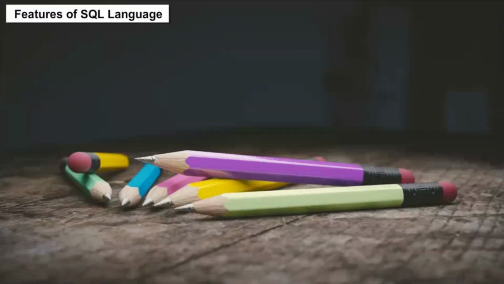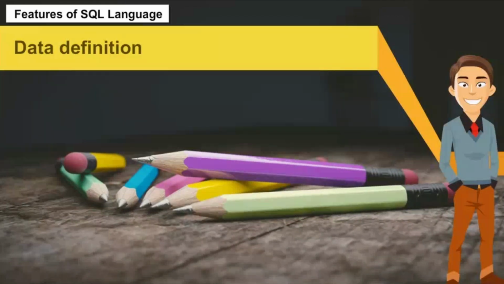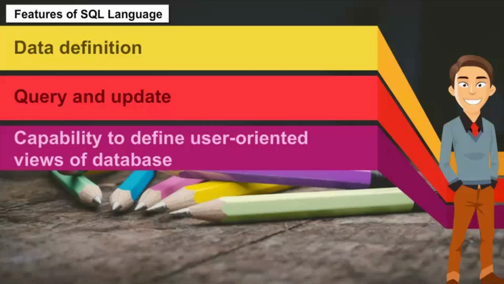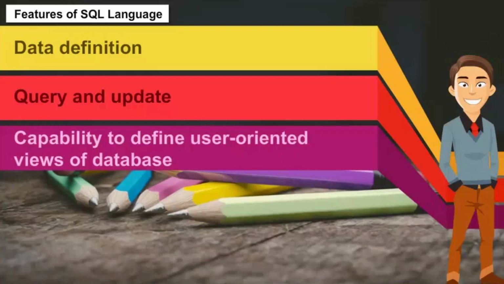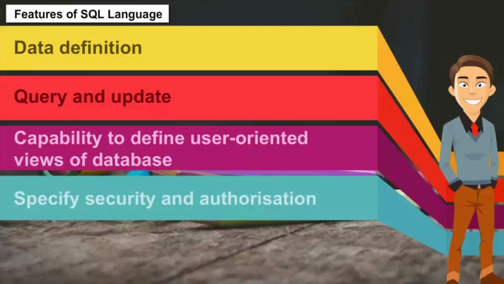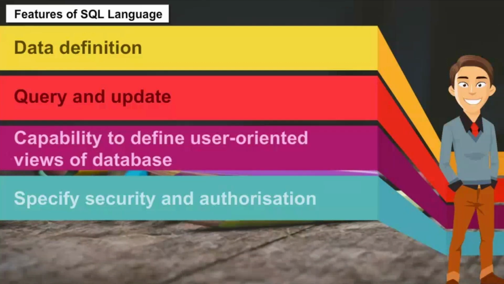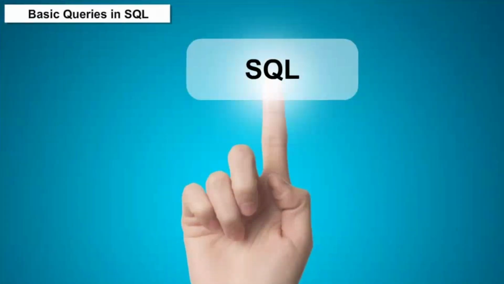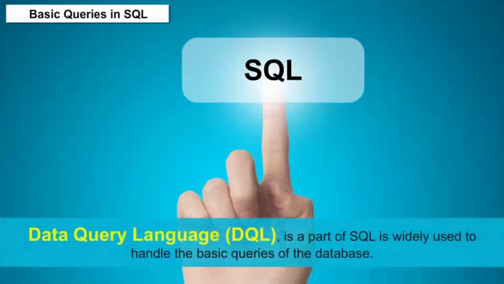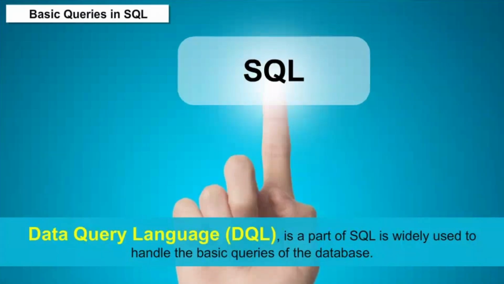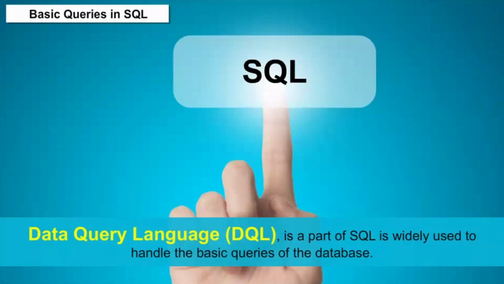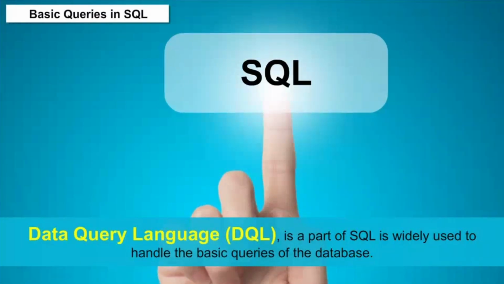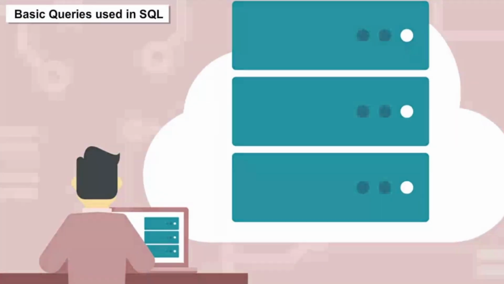Features of the SQL language: data definition, query and update, capability to define user-oriented views of the database, specifying security and authorization, and defining integrity constraints. Basic queries in SQL. Data Query Language, or DQL, is a part of SQL, widely used to handle the basic queries of the database.